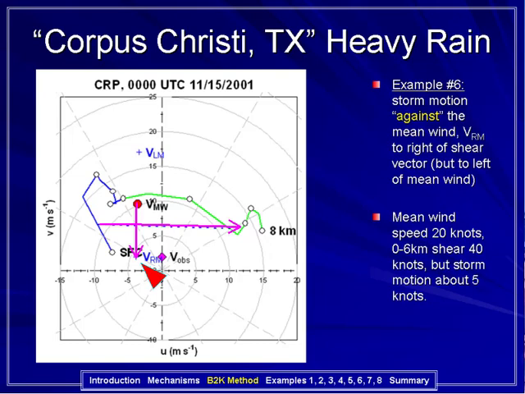And in this case, actually, the supercell moves slower than the mean wind, perhaps a little bit to the left of it. Another thing to note from this example is that you can use a hodograph from the vertical wind shear perspective to anticipate slow-moving supercells. Again, here we had fairly strong shear, strong mean wind, but the storm moved, in effect, against the mean wind. But you can anticipate that with the B2K method and by looking at the hodograph from the vertical wind shear perspective.